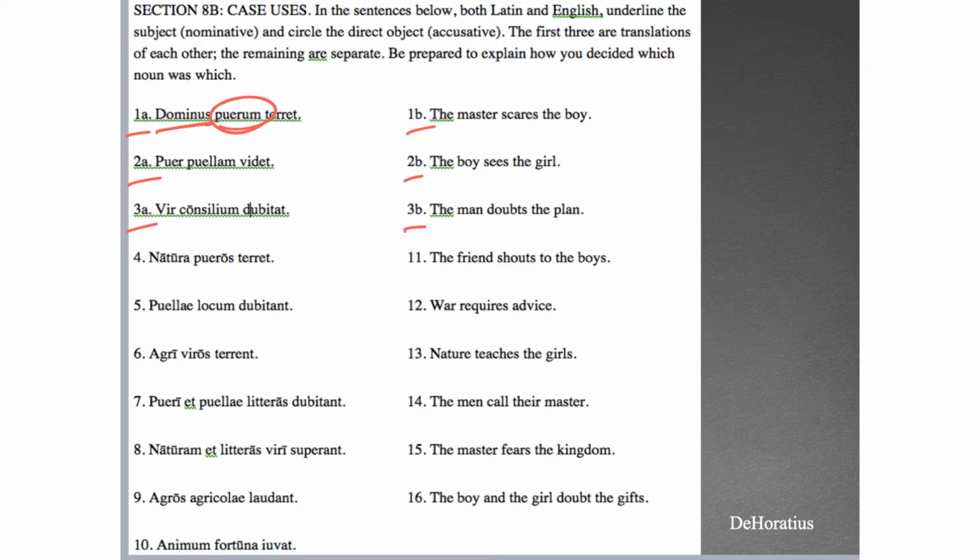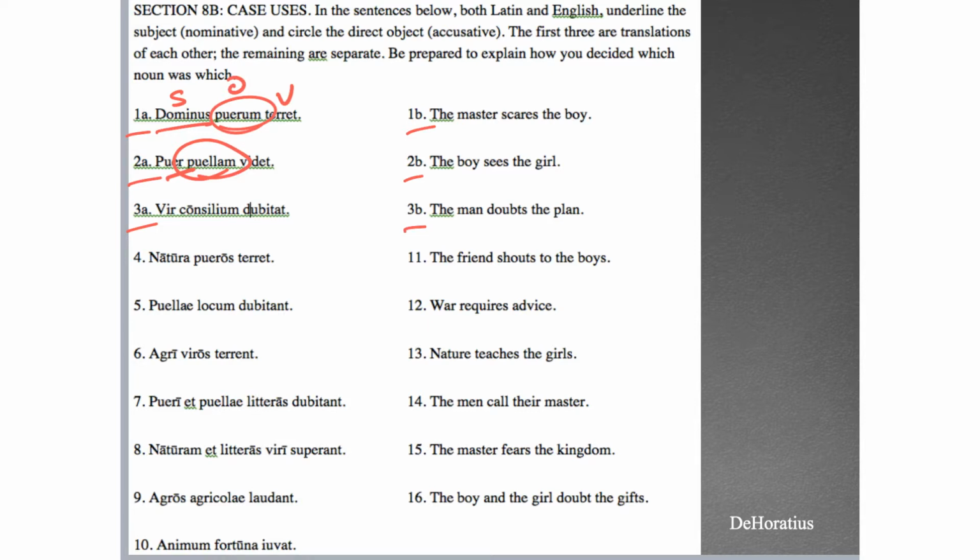Translation, the master scares the boy, and there's that subject, object, verb structure or word order that I was saying that Latin likes to use. All right, in 2A, puer is going to be the subject, puellam, with that am, the direct object. And again, the translation, the boy sees the girl. I'll leave 3A and 3B for you to do on your own, just so you can have one that matches up, and I'll do maybe a couple others as we go through. All right?